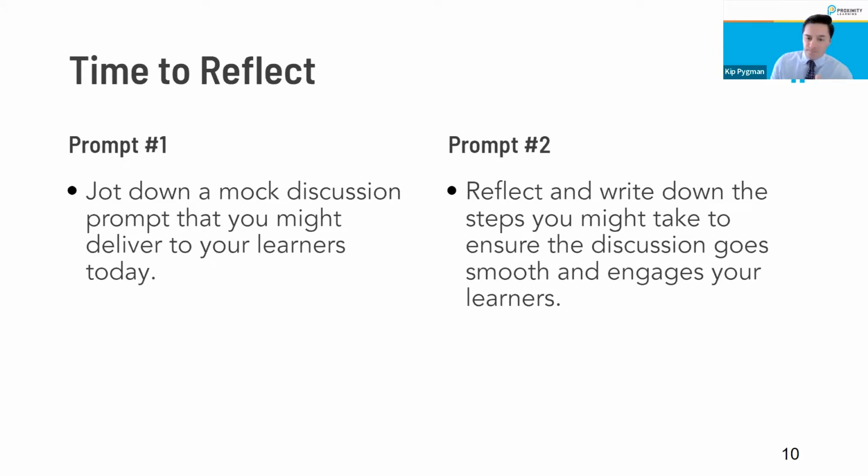That's part one. Part two, write down 1 or 2 or 3 things that you're going to do to make sure that that discussion is successful. So I'm going to give you about a minute. I'm going to set the timer on my phone. I want you to do 2 things. Type it out or think about it in your head or write it on paper. What is an actual discussion prompt that you can give to your class right now? And then 2, what are some action steps you're going to take to make sure that discussion with that class goes smooth? I'm going to set my timer for 60 seconds.